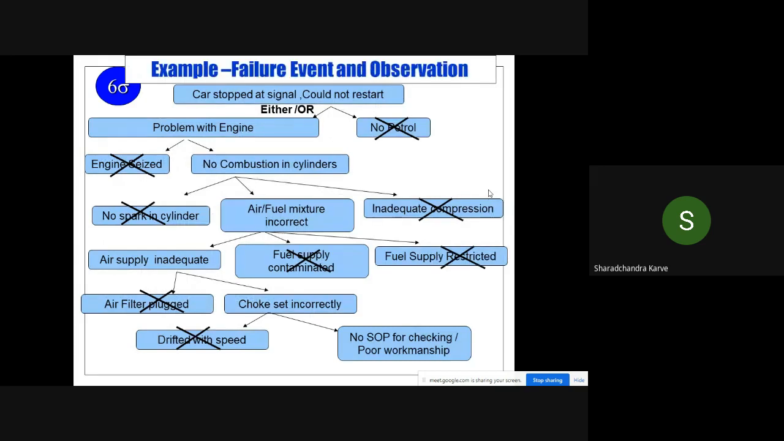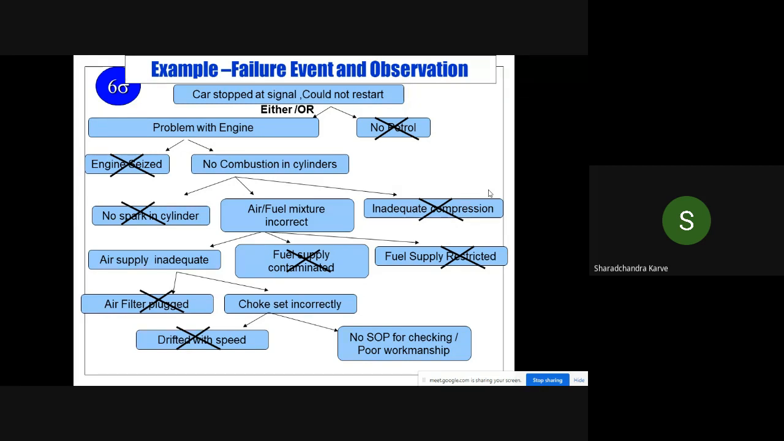Okay. So simple. Car stopped at signal, could not start. So this can be either-or events also. Means both of them have happened or only one of them has happened. So why can the car stop? There is no petrol. So what is this? No petrol is a potential reason. And problem with the engine. So it can be both reasons or only one reason. So here it is only one reason, which is problem with the engine.